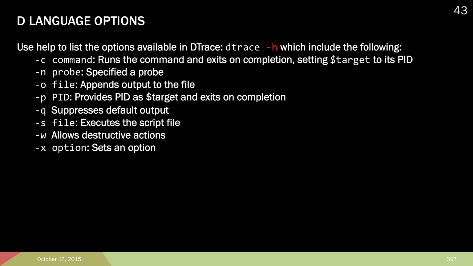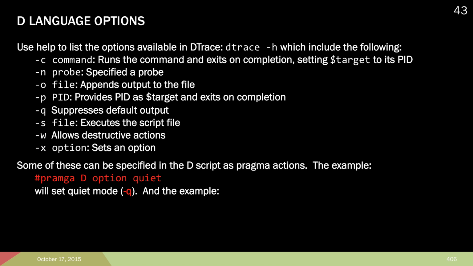Use -h to list the available help options. Use -c to run a command when you start DTrace. -n to specify a probe. -o to append output to a file. -p to attach DTrace to a process and exit when the process exits. -q suppresses the default output. -s to execute a script. -w to allow destructive operations. And -x to set an option.